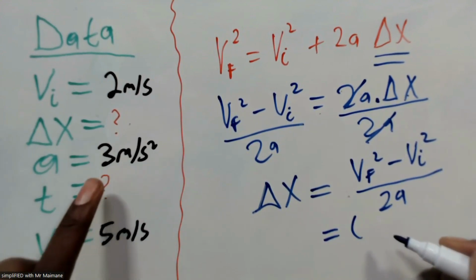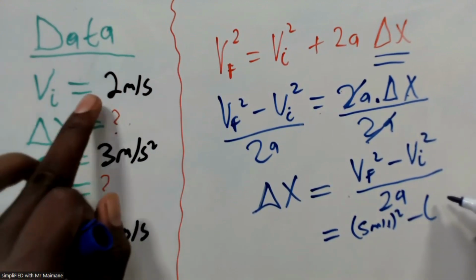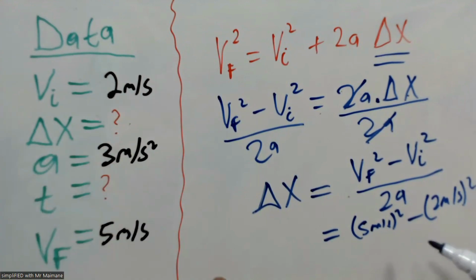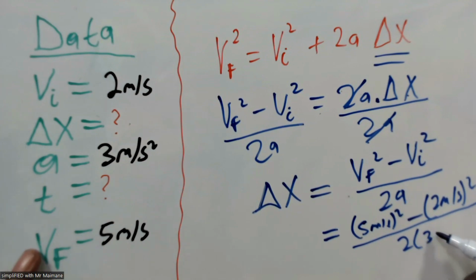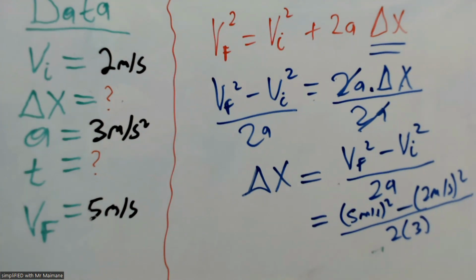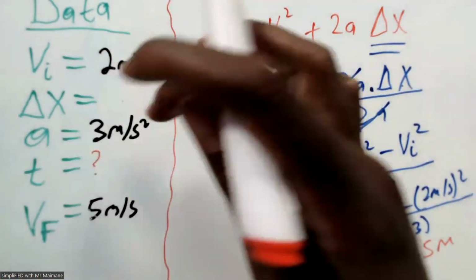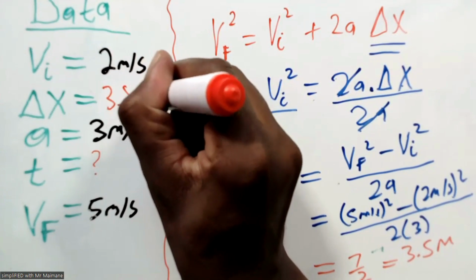So I know that my Vf is 5 meters per second squared minus my initial velocity, 2 meters per second squared, all over 2 times my acceleration, which is going to be 3 meters per second squared as given. Therefore, this will give me the actual distance. So then this will give us 7 over 2. 7 over 2 is actually 3.5 meters. So that means the distance that we don't know here would have been 3.5 meters.